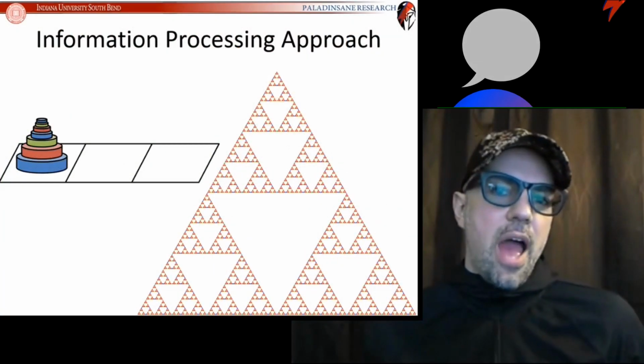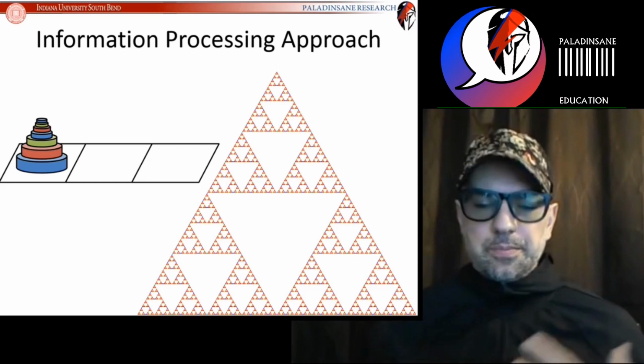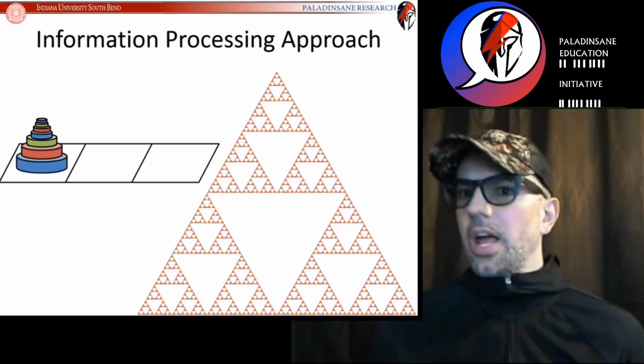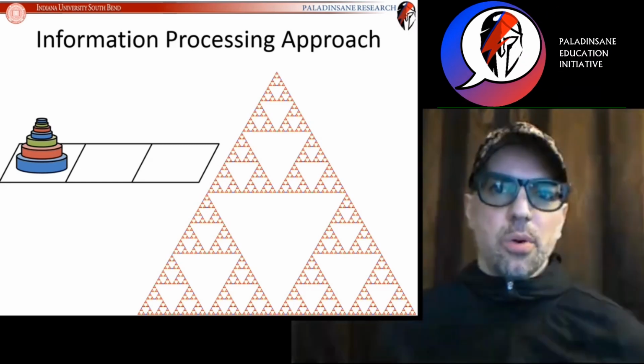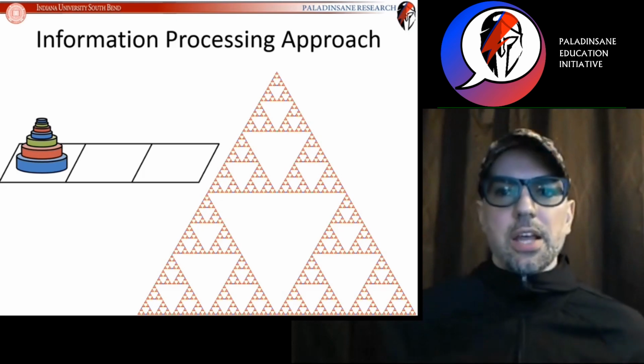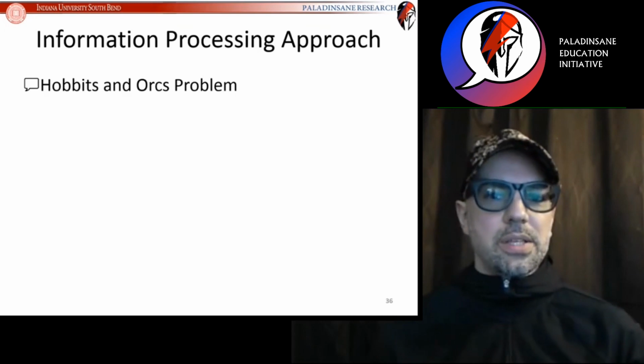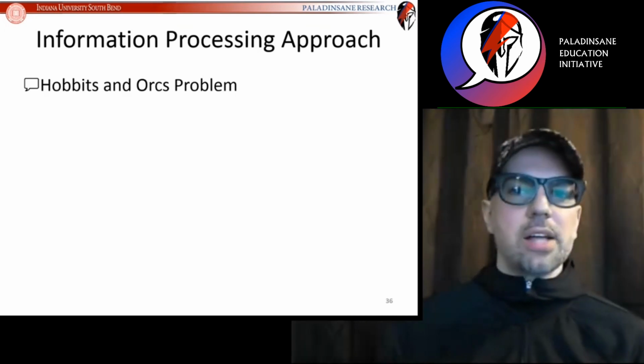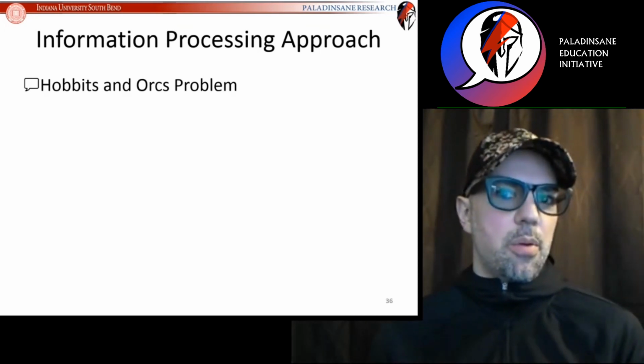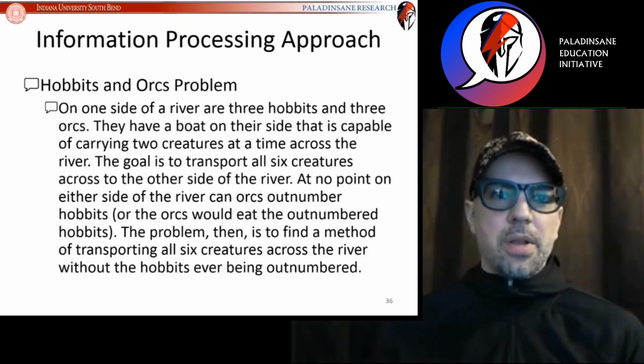So let's take a look at how these problem spaces can help us understand psychological challenges when we solve problems. And to take a look at that, we're going to take a look at the Hobbits and Orcs problem. So I will read this out for you, and then we'll pause the video and see if you can come up with a solution. So the Hobbits and Orcs problem.